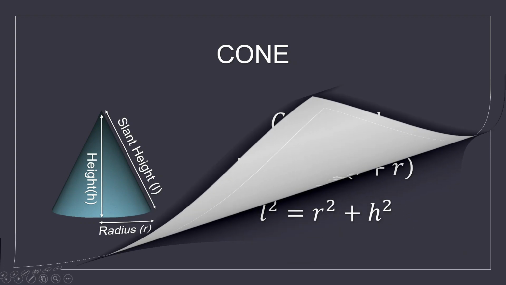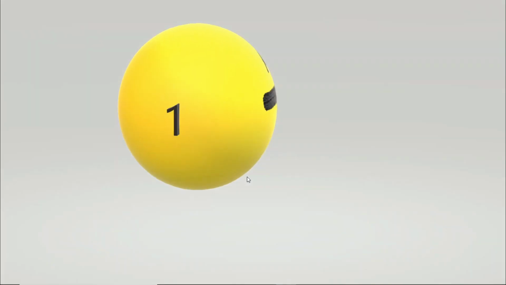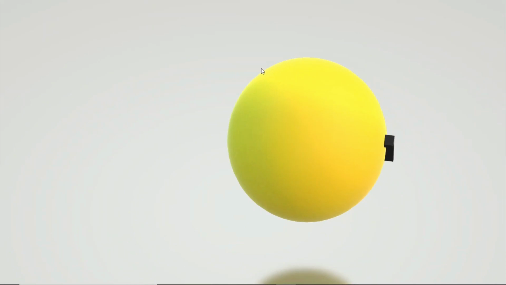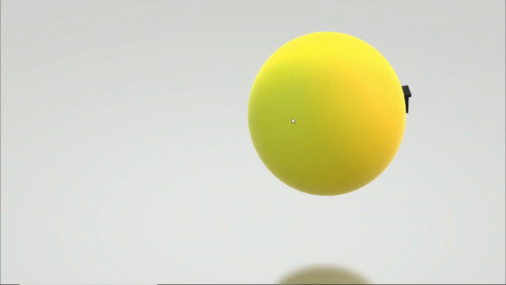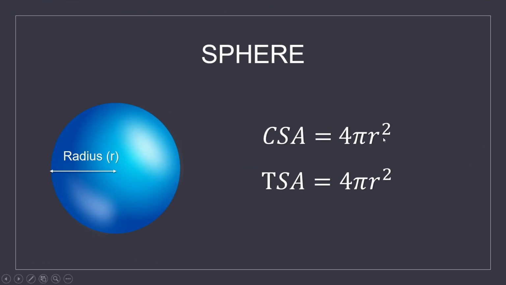Okay. So the next three-dimensional shape is the sphere. Right? Sphere generally means a ball. The shape of a ball is known as a sphere. Now a sphere has only one parameter, that is the radius. Why? Because we have only one surface in a sphere. We don't have multiple surfaces. So there will be no differentiation between curved surface area and total surface area, because we only have one curved surface area. So the curved surface area of a sphere will be 4 pi r square, and the total surface area of a sphere will also be 4 pi r square.